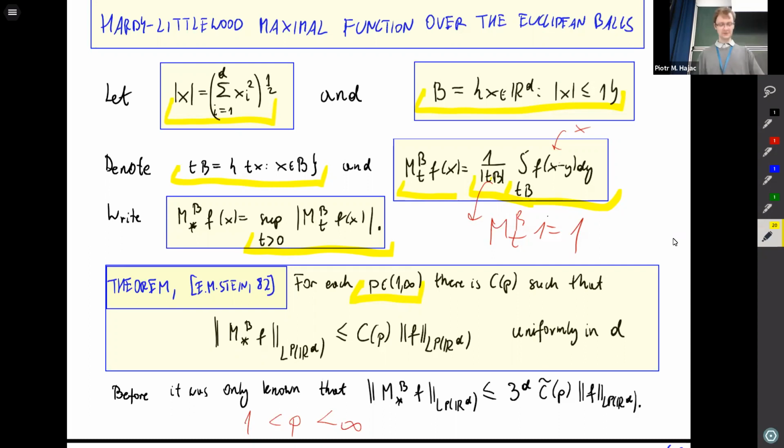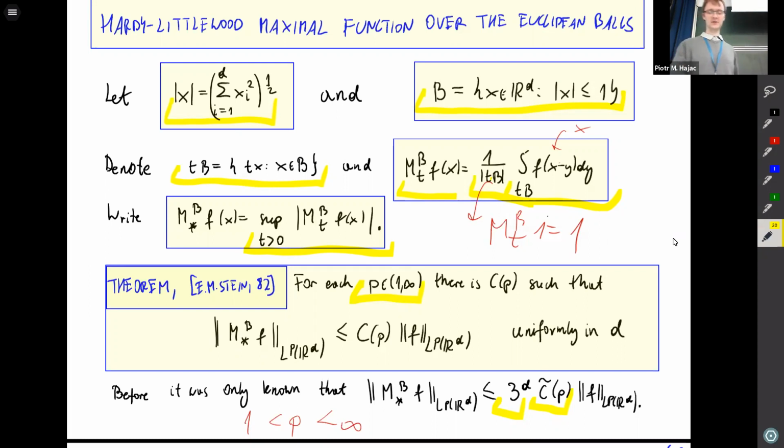And by the way, before Stein's result, only an estimate of this sort was known. So we have a constant which depends only on p, and then 3 to the d. So 3 to the d is a nice theoretical number, but when d is equal to 1000, it's already larger than the number of atoms in the universe. So it can be quite large even if the dimension is not very large. Exponentials explode very fast if the dimension is large enough. So for some purposes, we would like to have a smaller constant, not 3 to the d.